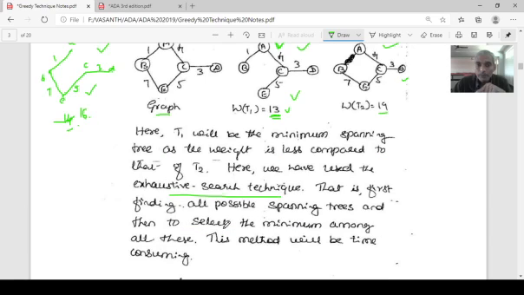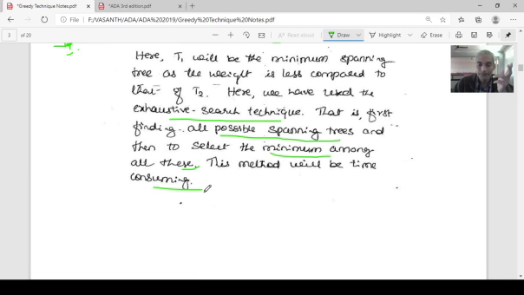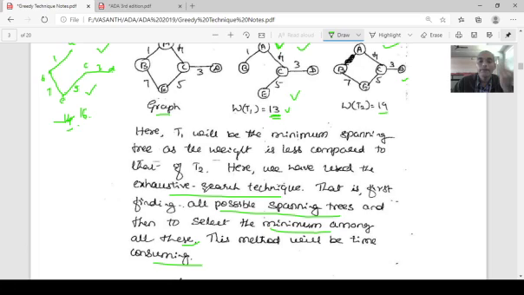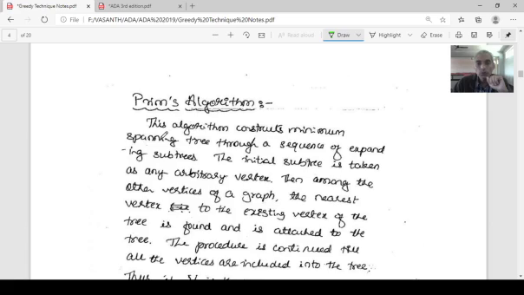Right? So first what does it say? First find all possible spanning trees, then select the minimum among these. And you know that if you keep on doing this, it consumes a lot of time for us. So to avoid that, we are going to use some algorithms. The first one is called Prim's algorithm.